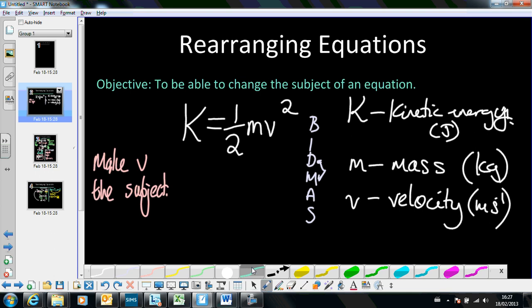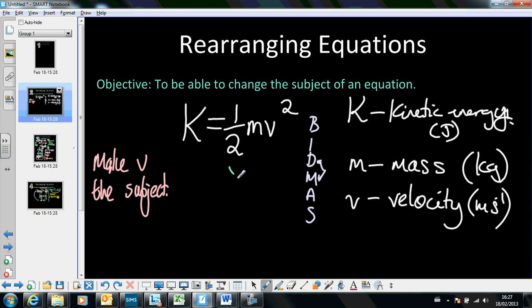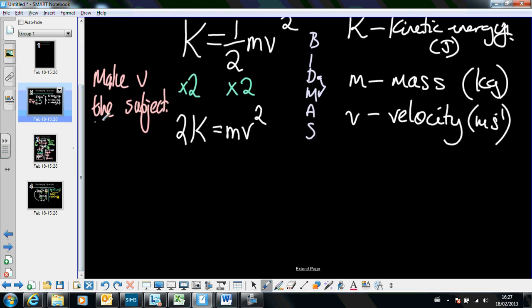So, first thing I want to do is get rid of the half. How do you get rid of a half? Multiply by 2. Multiply both sides by 2. I'm going to get 2k on the left is equal to mv squared on the right. And I want to get v on its own because I'm trying to make v the subject.